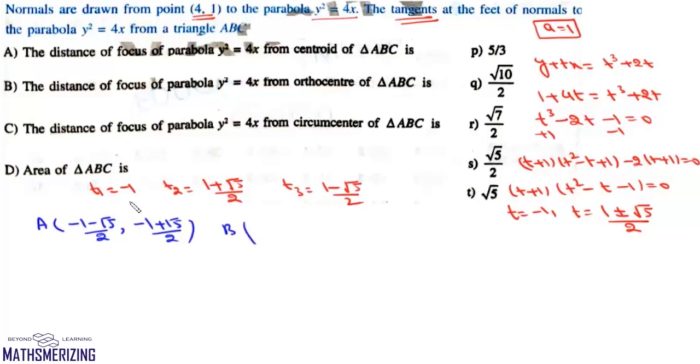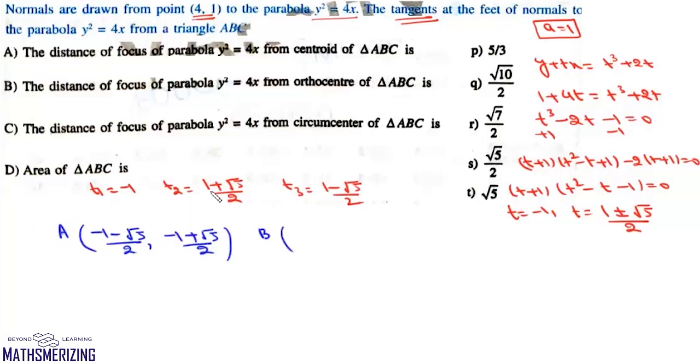Now B will be t2 t3, (1 minus 5) minus 4 upon 4 will be minus 1, and then t2 plus t3. So it will be minus 1 comma 1, and C will be t1 t3. So it will be (minus 1 plus root 5) upon 2, and then t1 plus t3. So it will be (minus 1 minus under root 5) by 2.